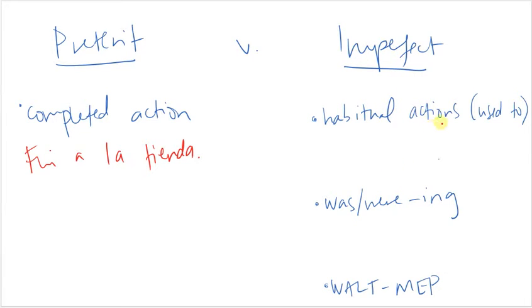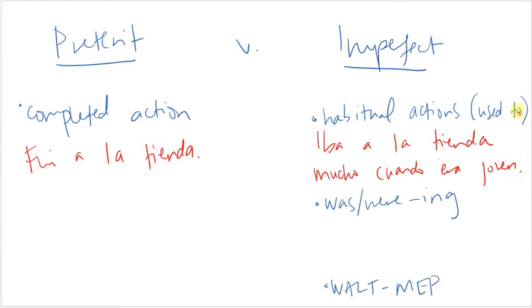So we have habitual actions, or in English, anytime that you want to say, I used to do something, or somebody used to do something. For example, iba a la tienda mucho cuando era joven. I used to go to the store a lot when I was younger. So habitual action, things that happened a lot, are always going to be the imperfect.